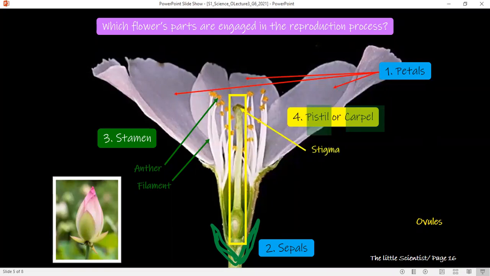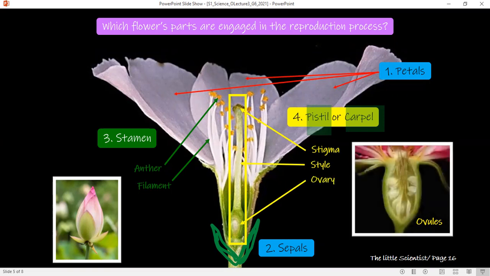The pistil or the carpel consists of a stigma. This line is the style, and down the fat part is the ovary of the flower. Inside the ovary, you will see the ovules. So here are the ovules hidden inside the ovary of the flower.